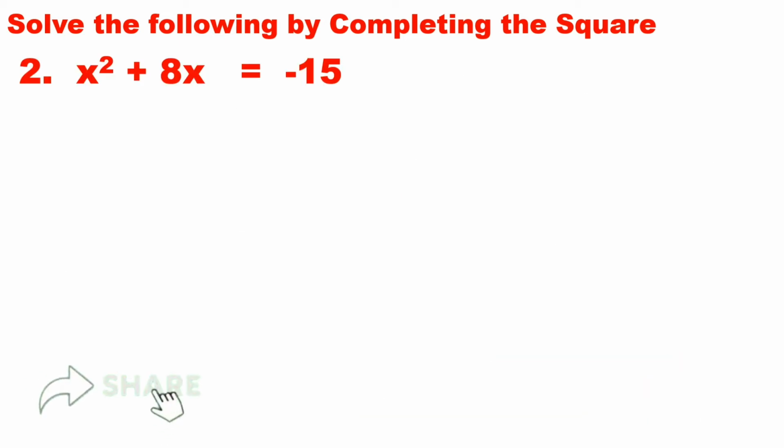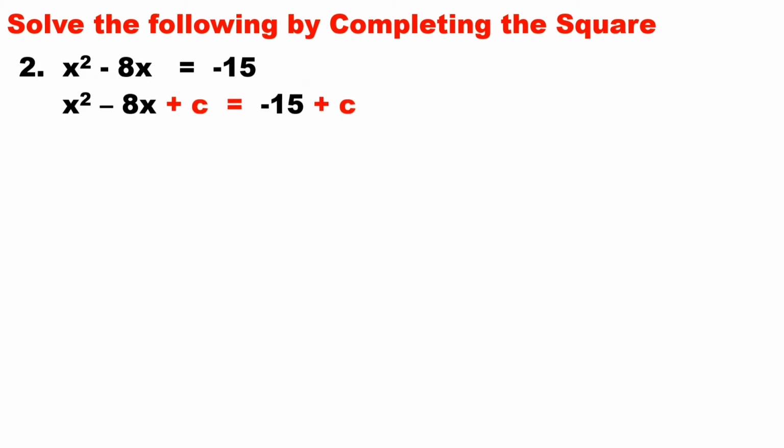Problem number 2, x squared plus 8x equals negative 15, solved by completing the square. Since the constant negative 15 is already on the right side, we will now do the completing the square on the left side.